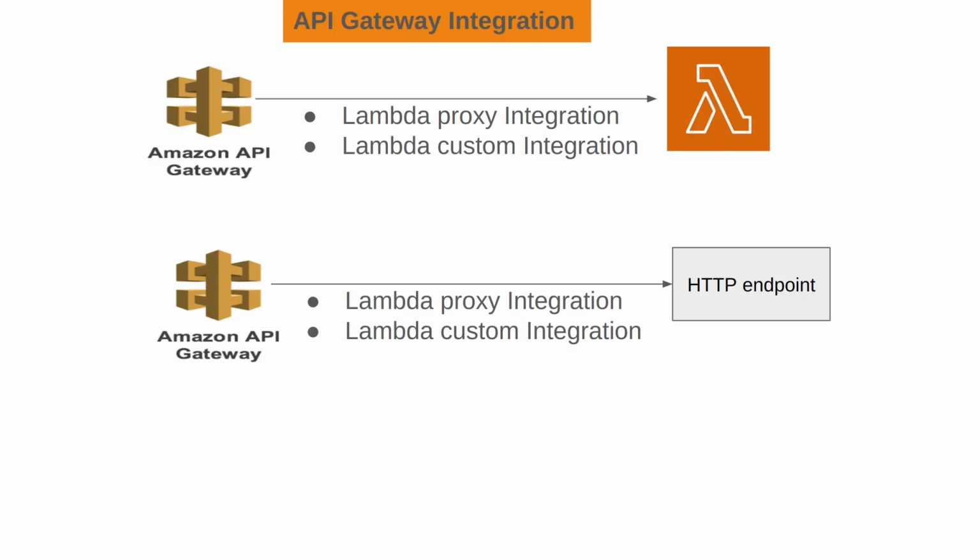Now there are two types of integration in API Gateway. Let's say you want to connect API Gateway to Lambda for your business logic. Either you can do Lambda proxy integration or Lambda custom integration, or API Gateway can directly connect to an HTTP endpoint. That means inside EC2 you have a server, and inside the server you have a REST API, so you can directly call that API from API Gateway. For that you can also use proxy integration or custom integration.